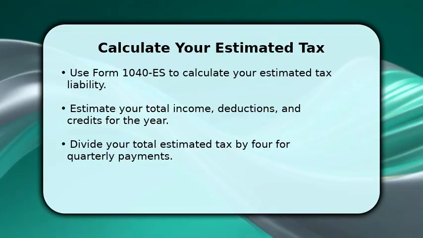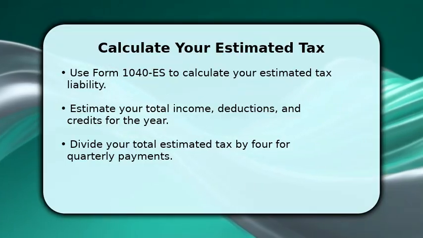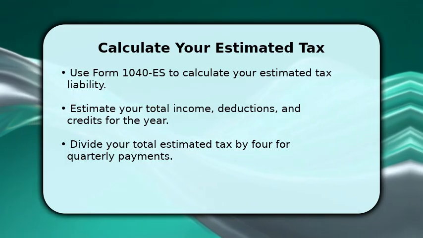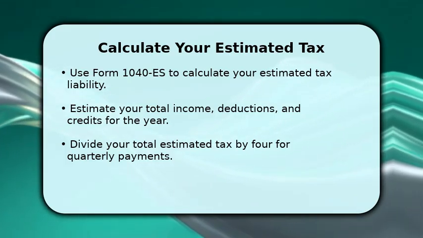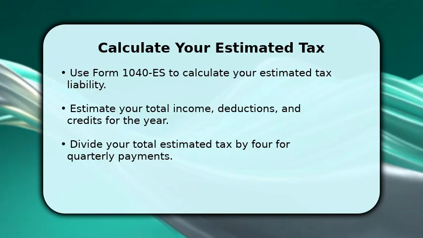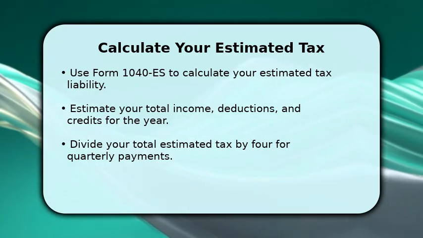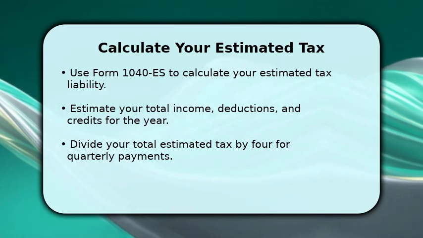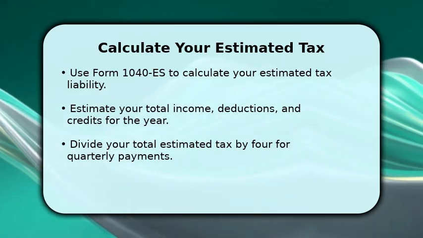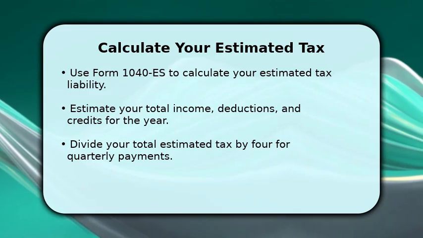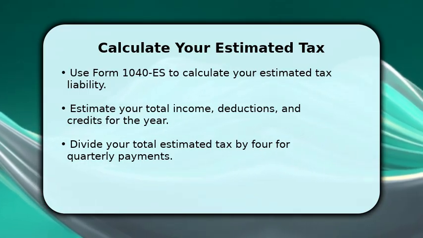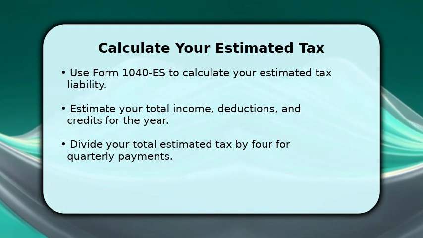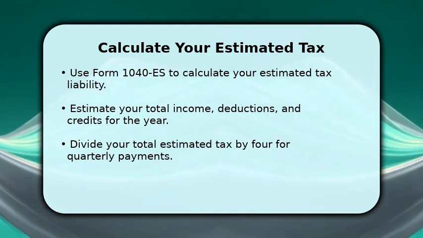Next, let's talk about calculating your estimated tax. The IRS provides Form 1040 ES, Estimated Tax for Individuals, which includes a worksheet to help you figure out your payments. You'll need to estimate your total income, deductions, and any credits you expect to claim for the entire year. Once you have your total estimated tax liability, you generally divide it by 4 to make equal quarterly payments throughout the year. Accuracy here is key.